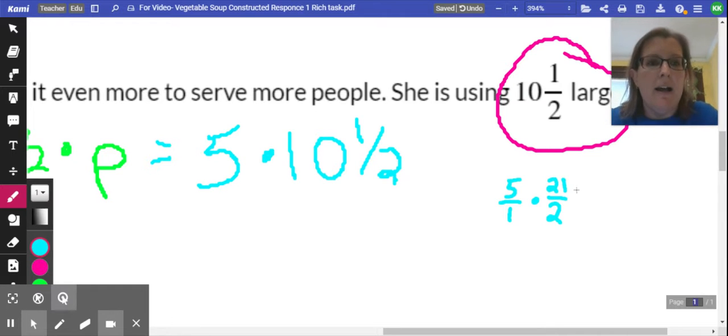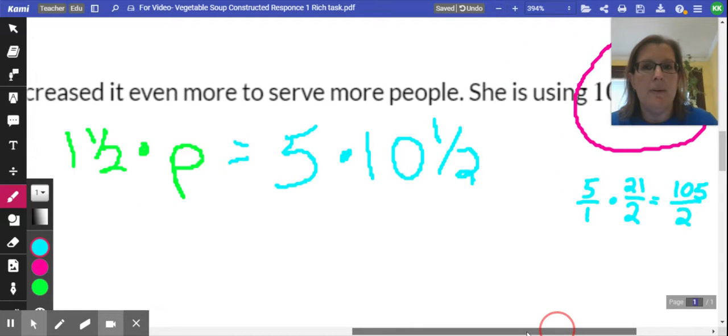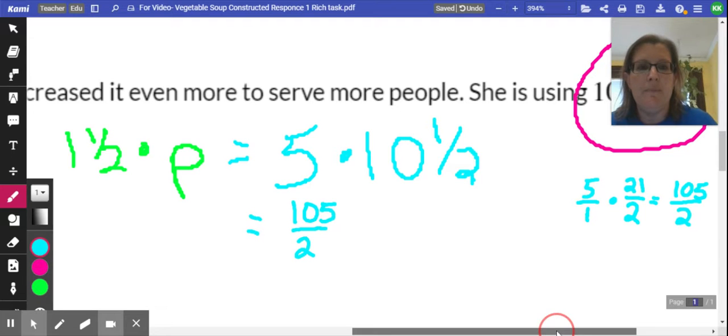Now I can multiply my numerators. So I do 5 times 21 to get 105, and then I multiply my denominators, 1 times 2 to get 2. I could turn this back into a mixed number, but I'm going to go ahead and leave it an improper fraction because I know that I'm not finished working with it yet. So my right side will be 105 over 2.